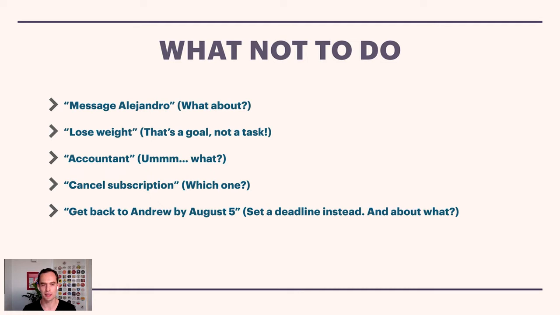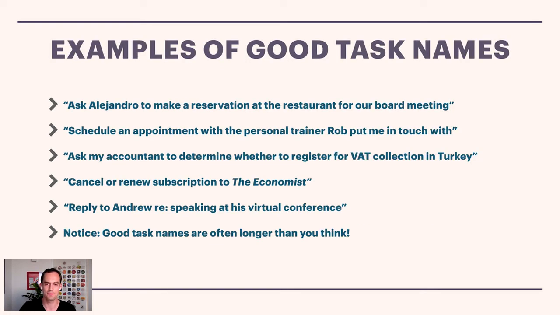Another thing not to do is "cancel subscription," because, okay, which one? "By when" is another good one. Again, like I said, you don't want to have the dates in the title of the task. You want to have those in the deadline field. But you definitely want to be more specific than that. Finally, a good example of what not to do is, like I said earlier, "get back to Andrew by August 5th." Okay, take this date information, put it in the appropriate date field. Some examples of what not to do when organizing your task manager.